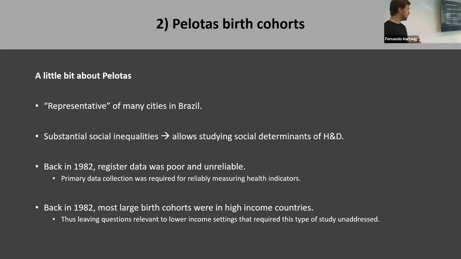And again, back in 1982, when the first birth cohort in Pelotas started, most large birth cohorts were in high-income countries. And this was bad in the sense that this was leaving research questions that are relevant to lower income countries unaddressed, right? So it was useful to start a cohort there that we could use to answer questions that are of relevance to lower income countries.